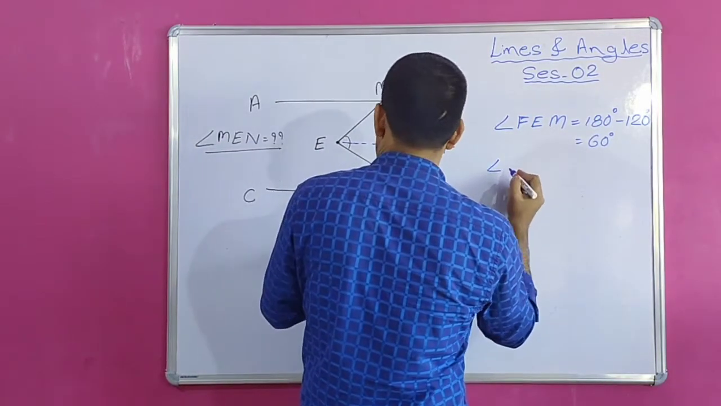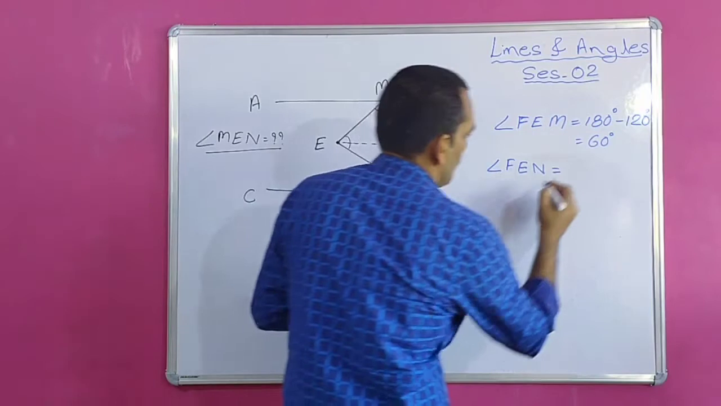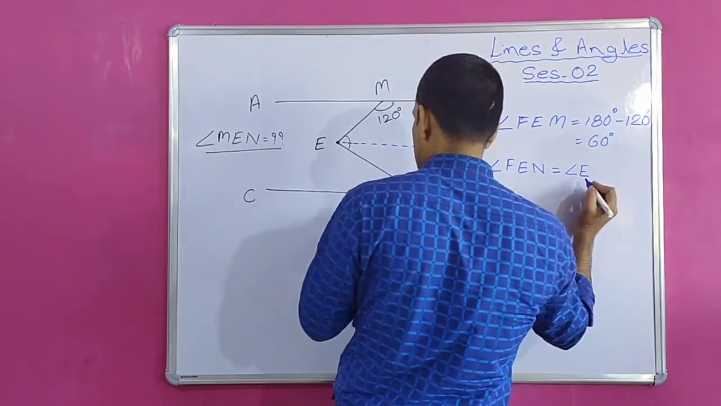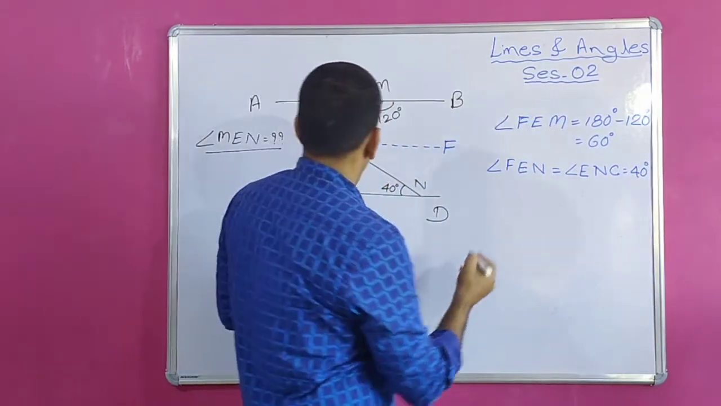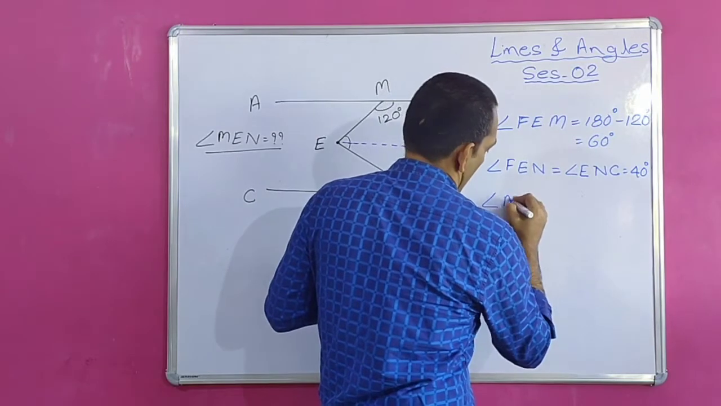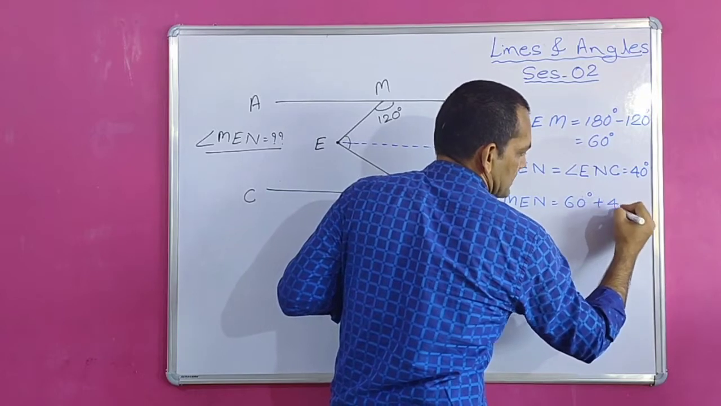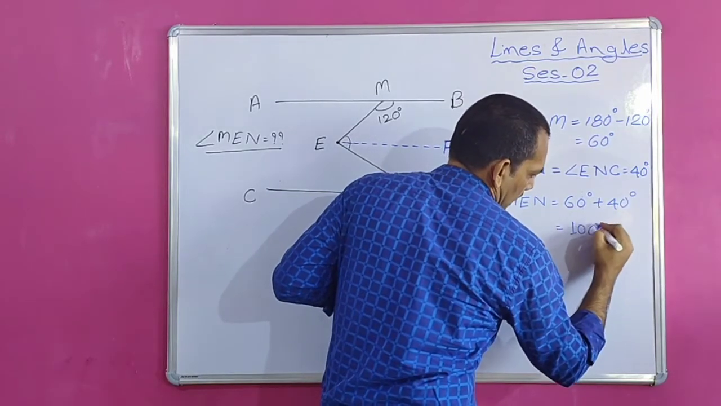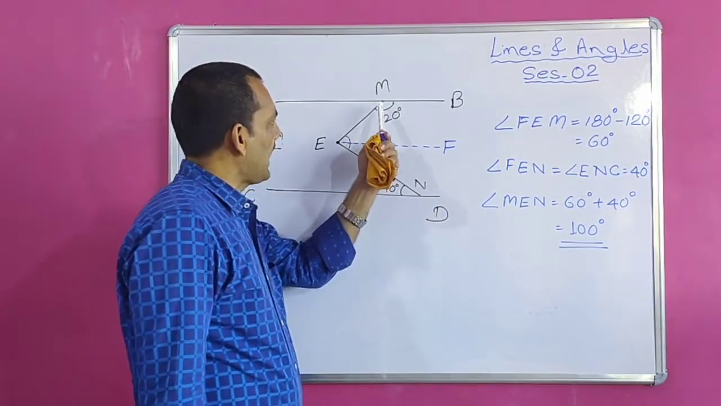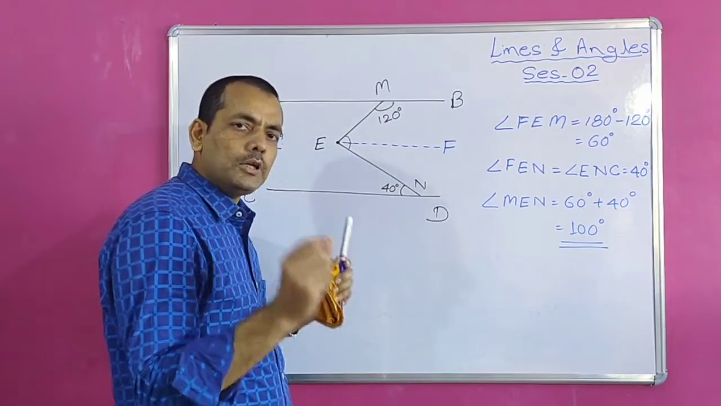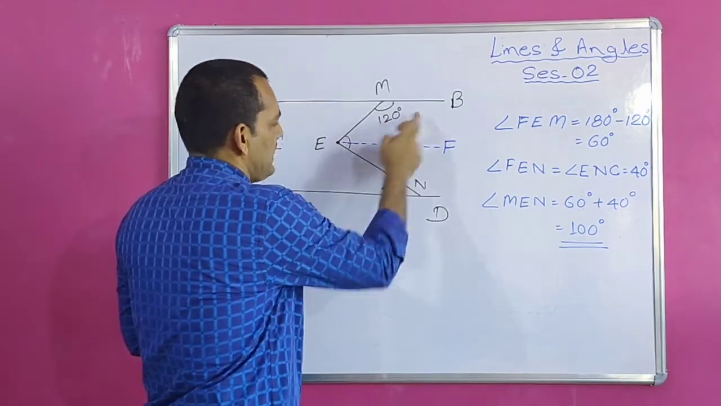As a result, angle FEN equals angle ENC, which equals 40 degrees. As a result, angle MEN equals 60 plus 40, adding to 100 degrees. So this is one simple way of solving and getting the value of MEN, by drawing a line from E as EF, which is parallel to AB and CD.